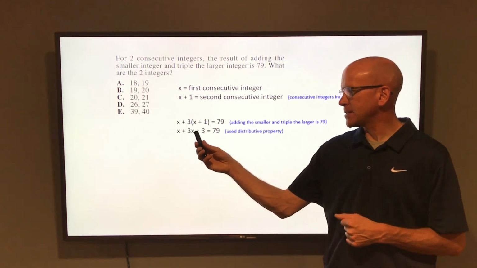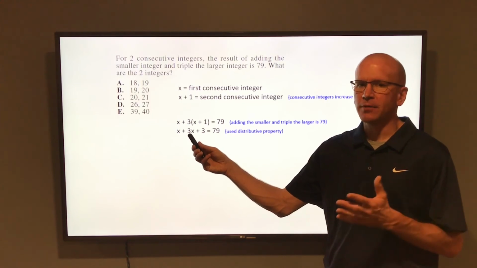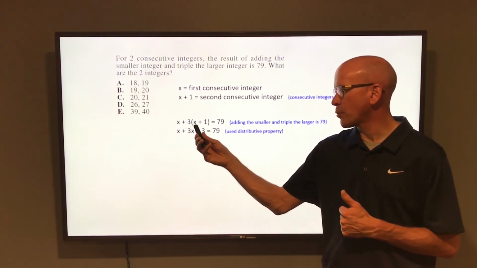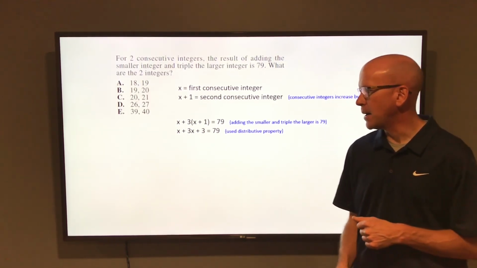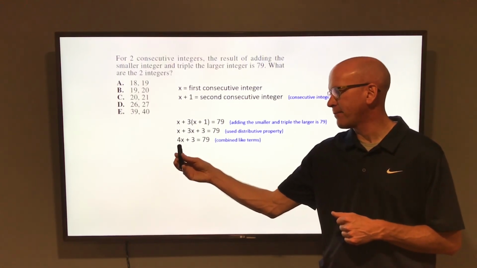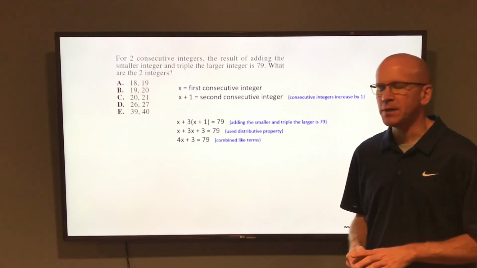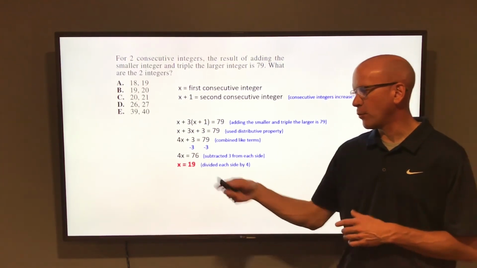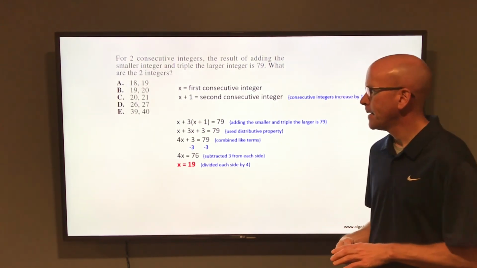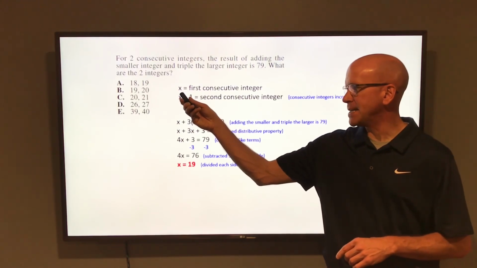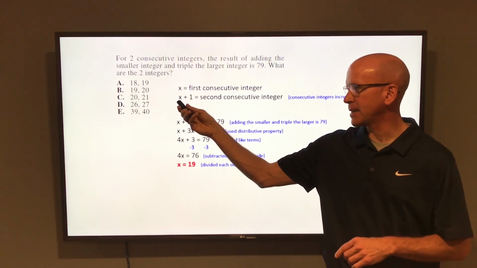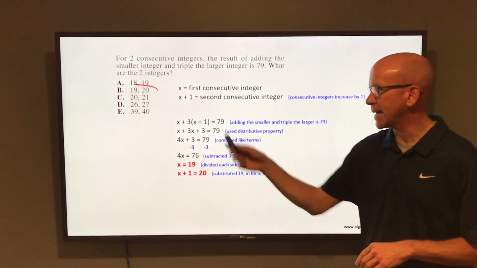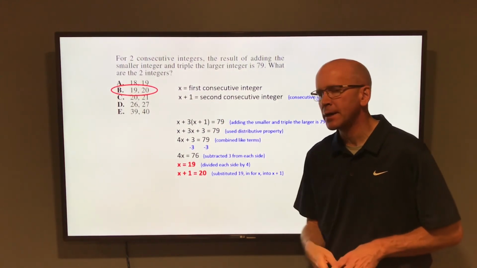Solving that for x, that's the easy part. Setting it up is the hard part, but solving it is the easy part. Distributive property with the 3 makes that 3x plus 3. Combine the like terms, x and 3x make 4x. Subtract 3 from each side. If you do that, you get 4x equals 76. Then divide each side by 4, so x equals 19. So the first consecutive integer is 19. Then the second consecutive integer would be 20, because x is 19, x plus 1 would be 20. Letter B.